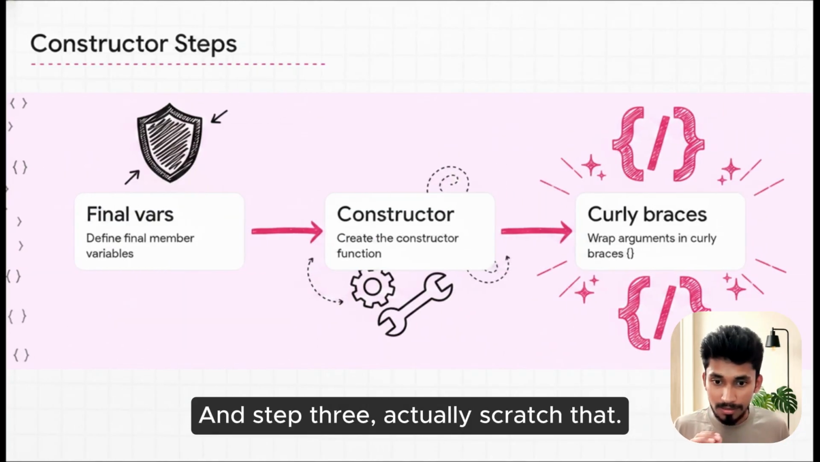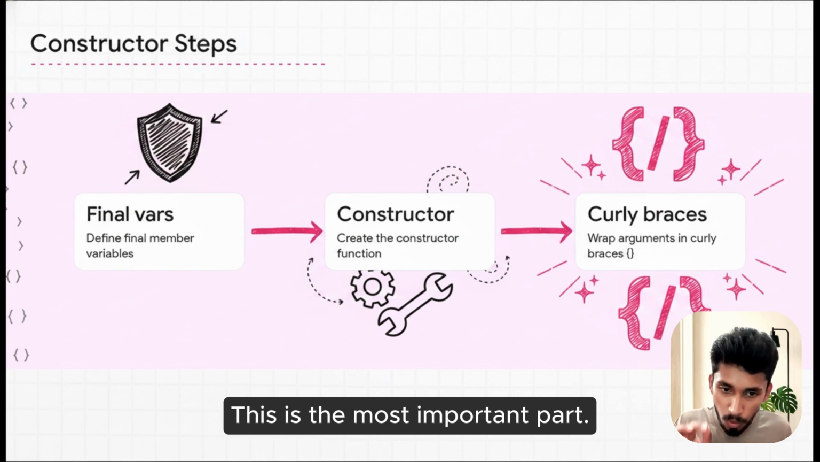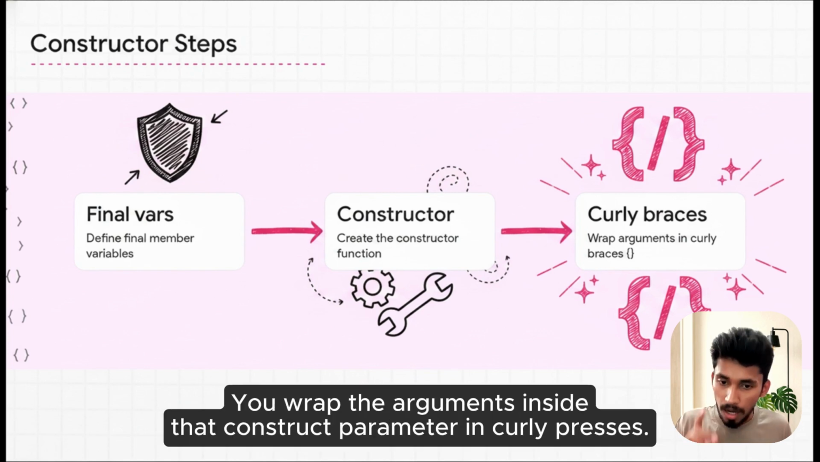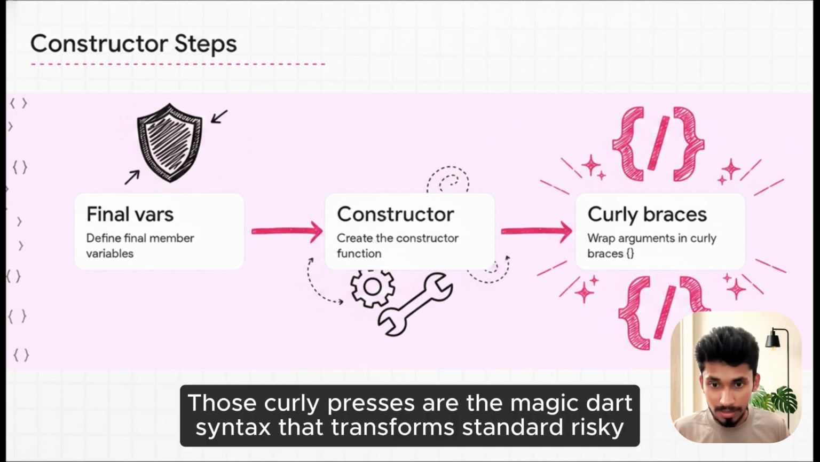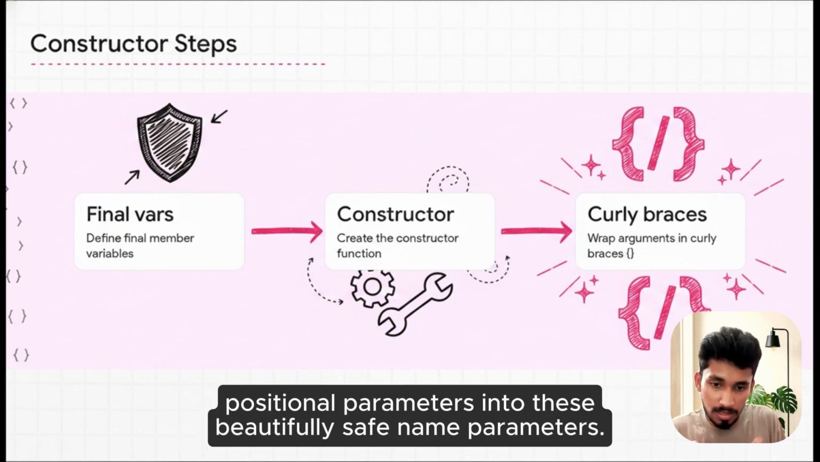And step 3. Actually, scratch that. This is the most important part. You wrap the arguments inside that constructor in curly braces. Those curly braces are the magic Dart syntax that transforms standard risky positional parameters into these beautifully safe named parameters.